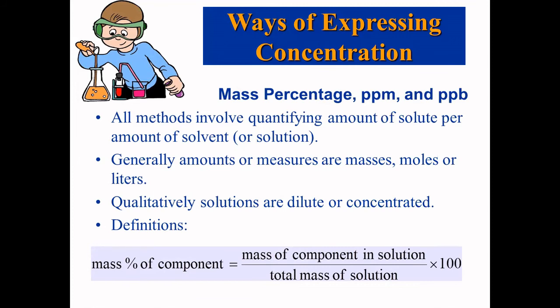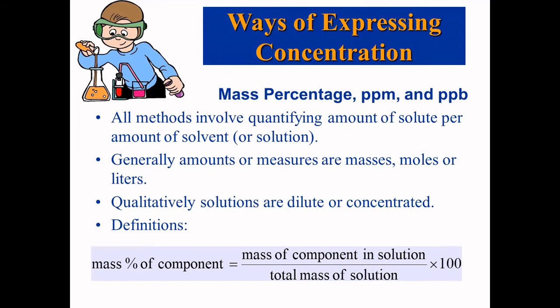The most common and easy way of expressing solution concentration is by means of mass percentage. It is easy in the sense that you need only know the mass of the solute and divide it by the mass of the entire solution. That's mass percentage. ppm is parts per million, and ppb is parts per billion. Other than these simple ways of expressing concentration, we also have molarity, molality, and normality.